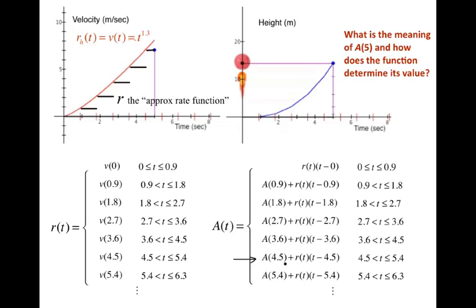So to do that, it's going to go back to the previous line and plug in 4.5 and compute that, etc. Okay? So that's how it does a of 5.